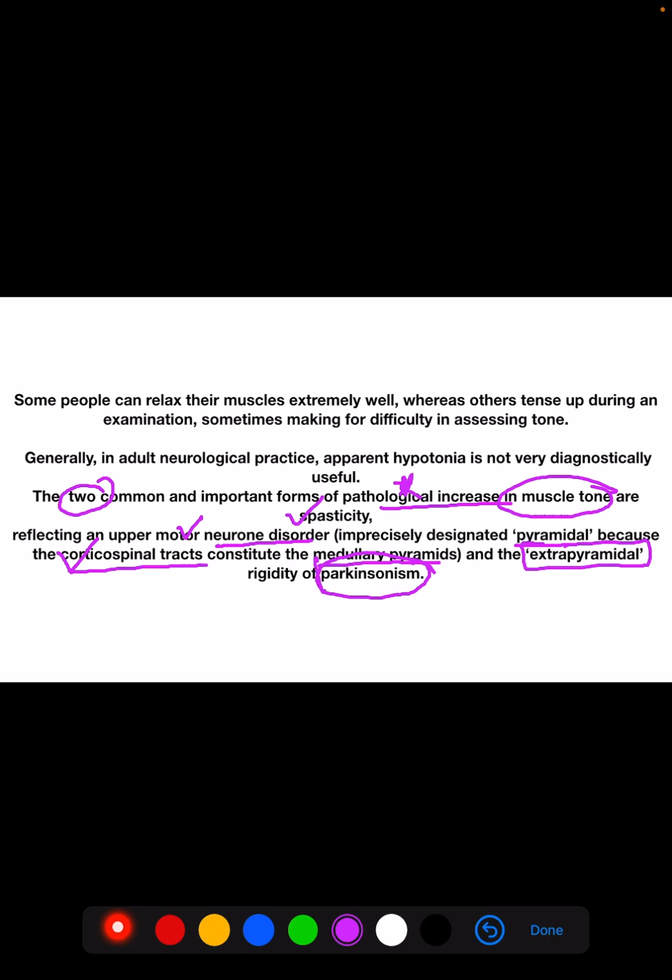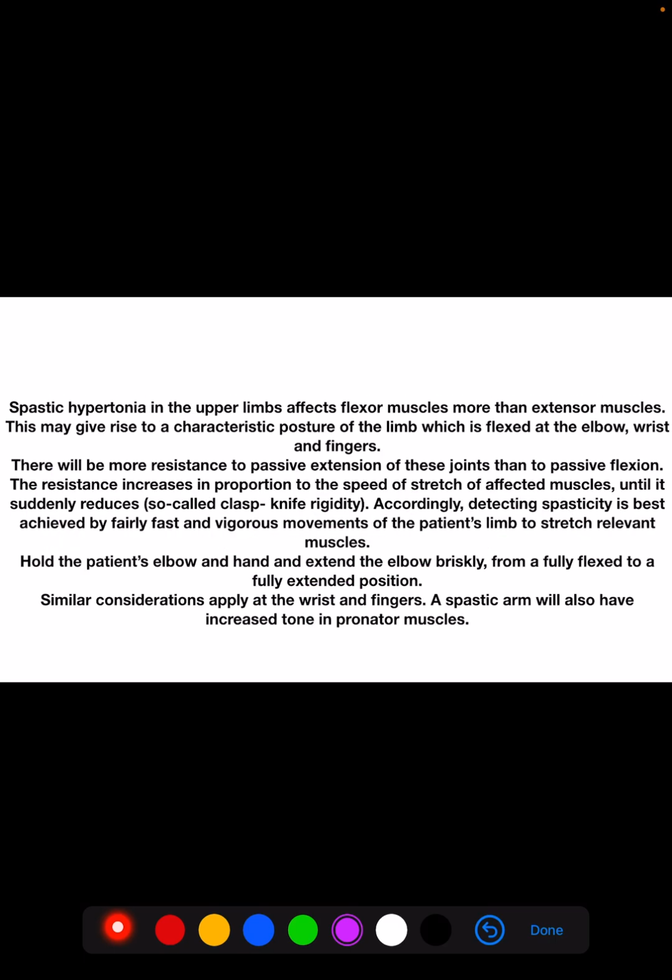And in Parkinsonism, what do you see? It is the rigidity, okay. So in Parkinsonism we call it rigidity if there is an increased tone, okay. So the pathological increase in muscle tone is called spasticity.